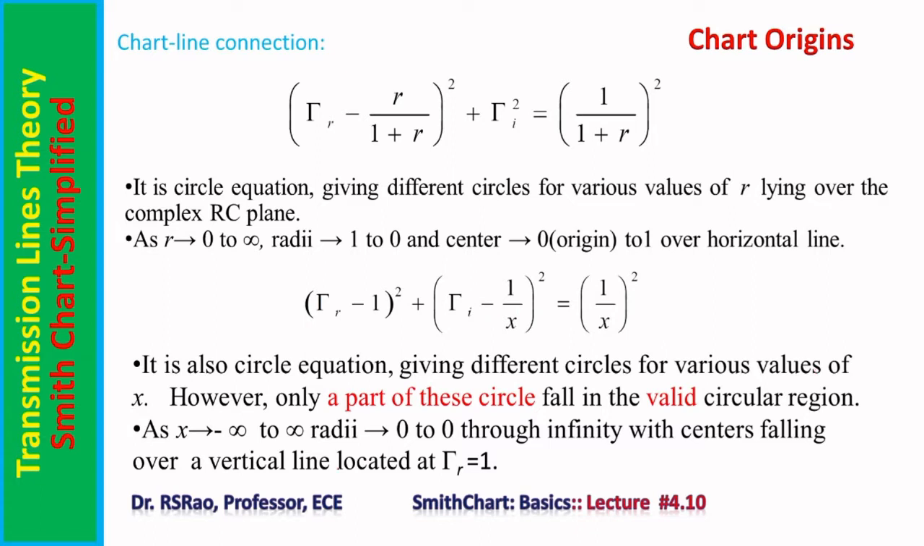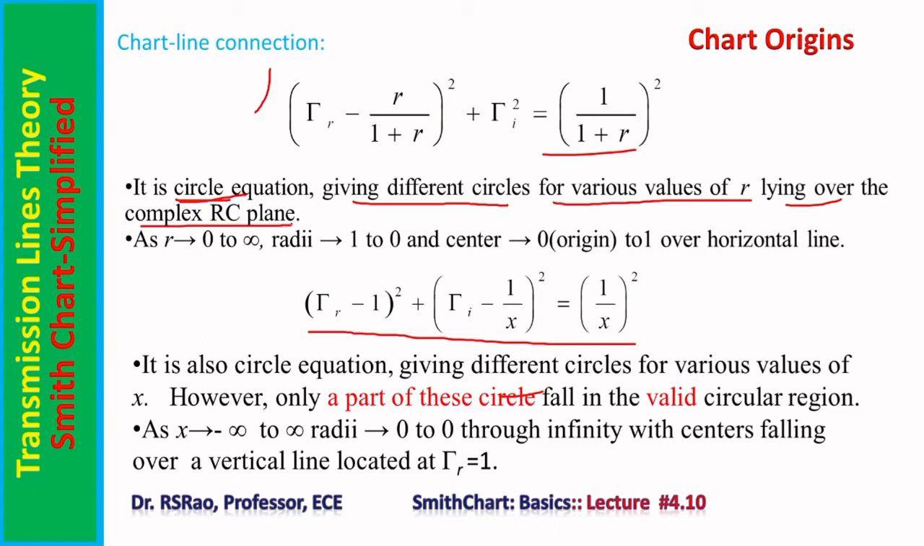After reformation, we get an equation like this: (gamma R minus R by (1 plus R)) whole square plus gamma I square, which is equal to (1 by (1 plus R)) whole square. This is one equation. The second equation can be reformatted similarly. Now, first equation: we can identify this as a circle equation, giving different circles for various values of R lying over the complex RC plane. As R is 0 to infinity, note R is normalized line resistance, it can assume only positive values. So its range is 0 to infinity. As R goes from 0 to infinity, the radii go from 1 to 0 and the center goes from the origin to 1 over the horizontal. So different circles we can obtain by giving different values to R.